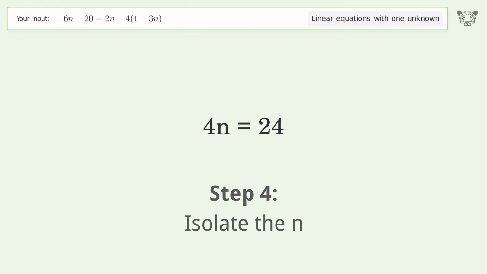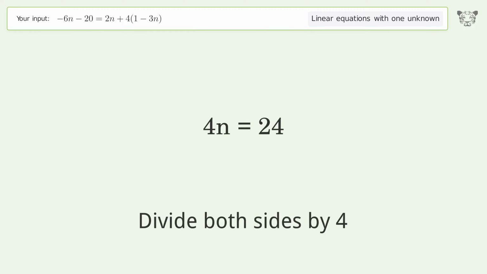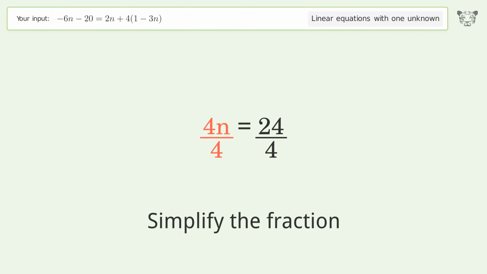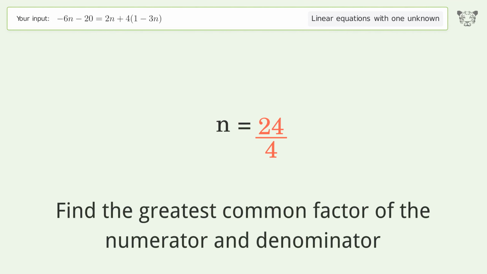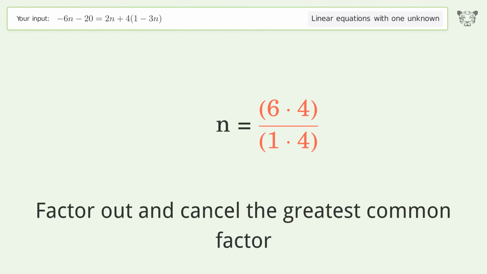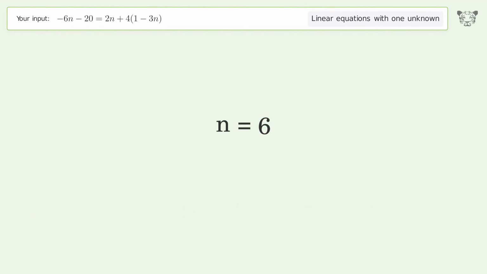Isolate the n. Divide both sides by 4. Simplify the fraction. Find the greatest common factor of the numerator and denominator. Factor out and cancel the greatest common factor. And so the final result is n equals 6.